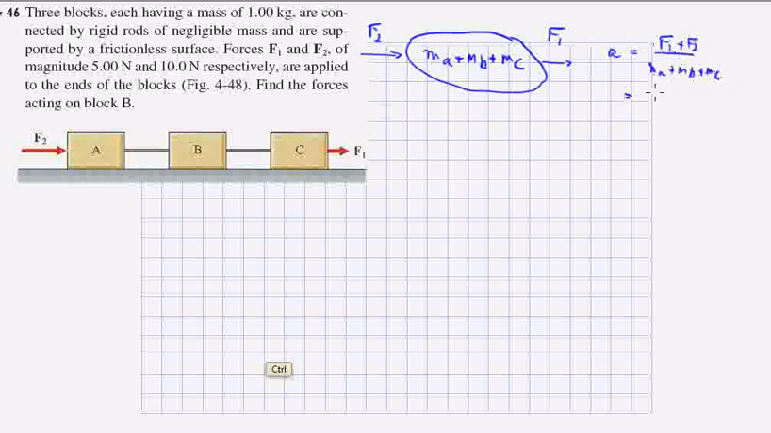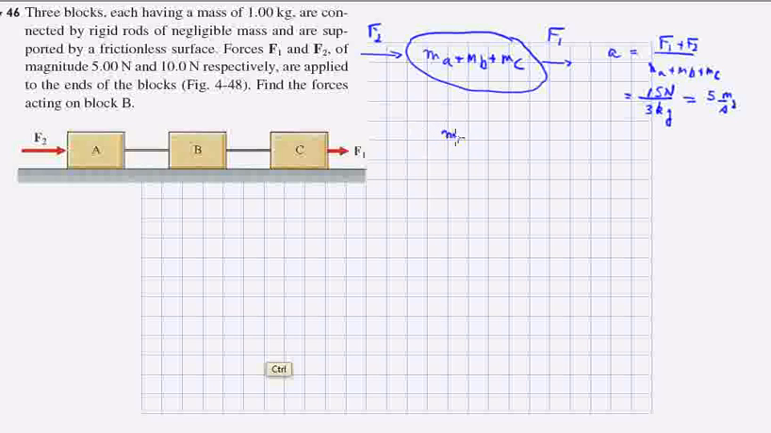Okay, so that boils down to 5 newtons plus 10 newtons, 15 newtons over 3 kilograms. Each one of these masses is 1 kilogram, and that yields a system acceleration of 5 meters per second squared, which is what each of the masses will individually accelerate at. So now I focus on mass A, and then I will move on to mass B.